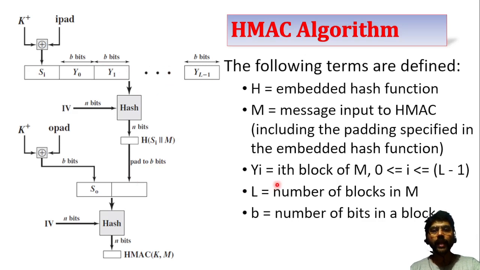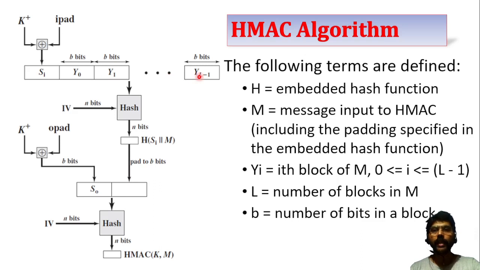The Yi indicates the ith block of M. Here I told you the message is broken into a number of blocks, and each block is indicated by Y. Each block is numbered like 0, 1, 2 up to L minus 1. Here Yi indicates the ith block: first block, second block, like that. This is the Lth block.